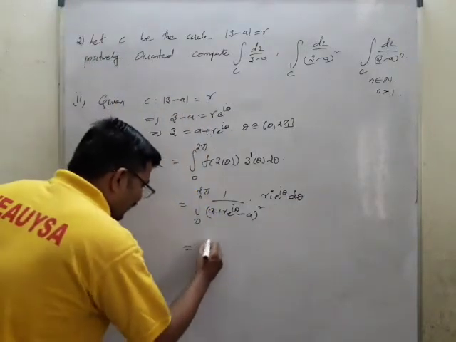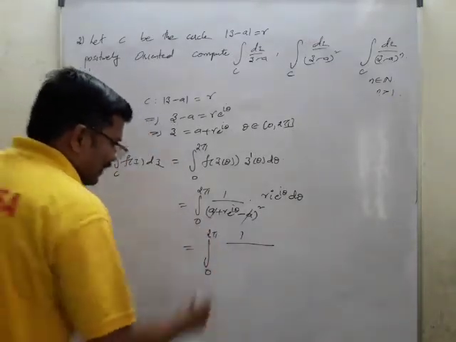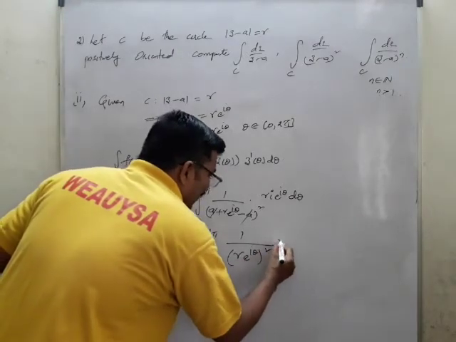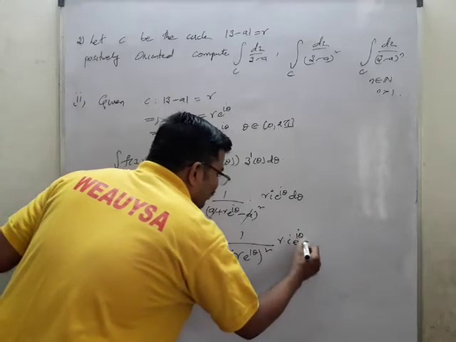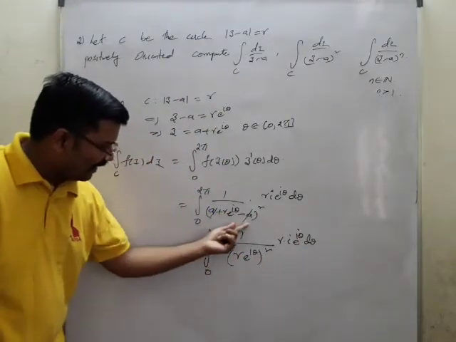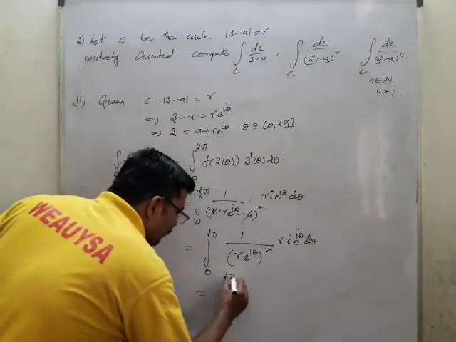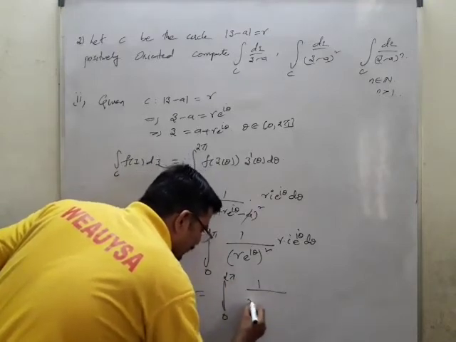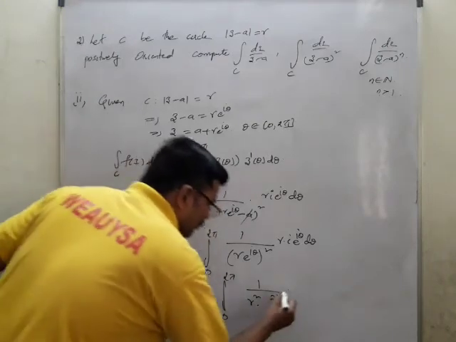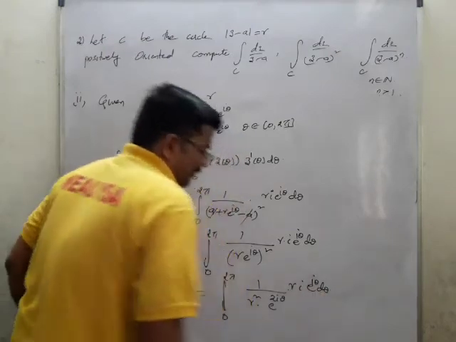Okay, this is nothing but integral 0 to 2 pi 1 by, minus a and plus a gets cancelled. Now this is r e power i theta, whole square, you will get, and r i e power i theta you will get. The square which is multiplied here. Now this is the square actually, a gets cancelled. Okay, so therefore integral 0 to 2 pi. Now you will be getting 1 by r square e power 2 i theta into r i e power i theta d theta.